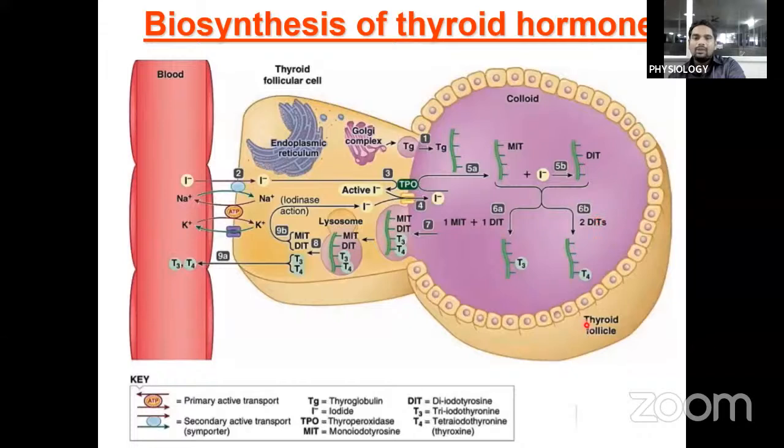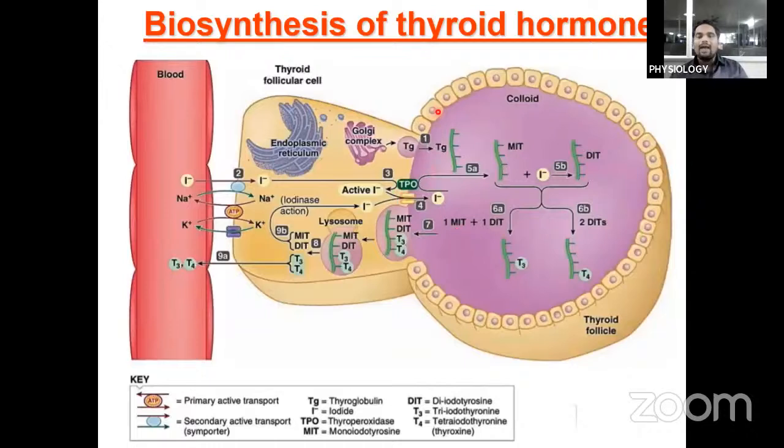These two diiodotyrosine will form tetraiodotyrosine. It is also called thyroxine. Later, after the formation of MIT, DIT, triiodotyrosine and tetraiodotyrosine, this thyroglobulin is filled with T3, T4, MIT, and DIT. It will also have an additional tyrosine molecule that is not attached with iodine.